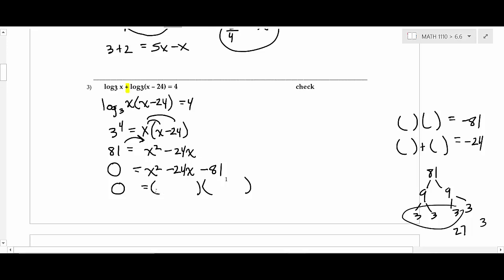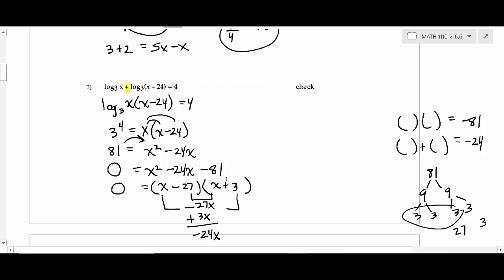So this is going to factor like this. We're going to say x and x, 27 and 3. And then figure out the signs. Make sure your signs are right. So that middle term is 27x. That outer term is 3x. You want that to be negative 24x. So that means you're going to have a minus 27 and a plus 3 like that.